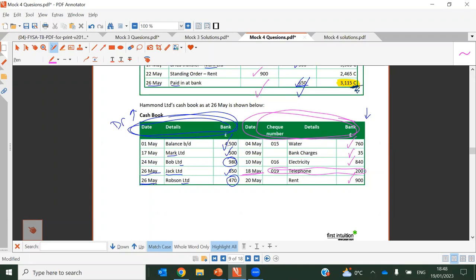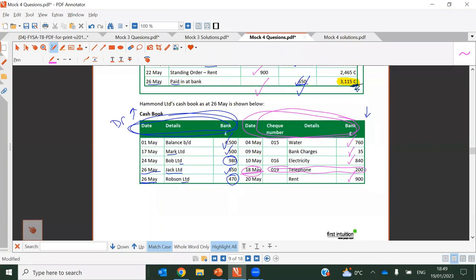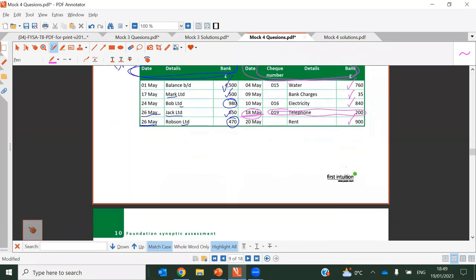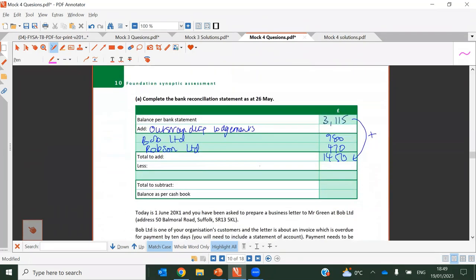So once we've done that, that's when the check gets printed out of the check printer. Then we have to get it signed off by maybe one or two managers. Then we can put it in the post. Then it has to arrive at the telephone company. Then they have to bank the check. Then it has to go through the clearing system. So even though 18th of May to the 26th of May seems potentially like quite a long time, it isn't necessarily. Okay. So therefore, we want to look at this as well.